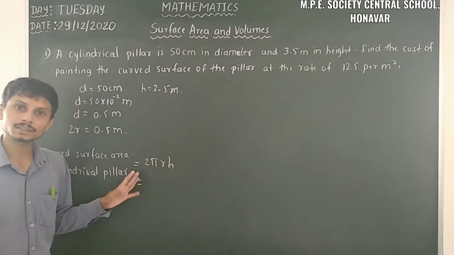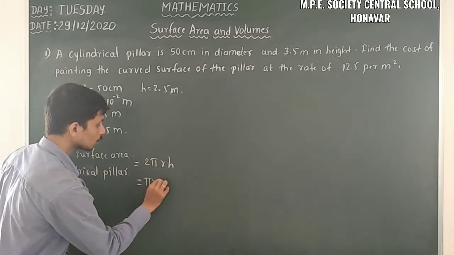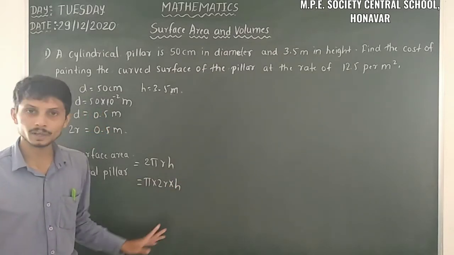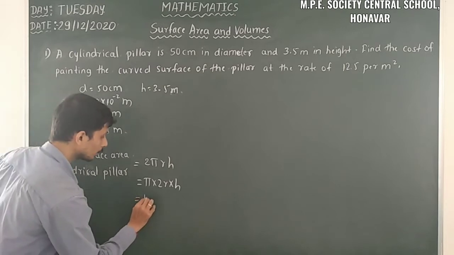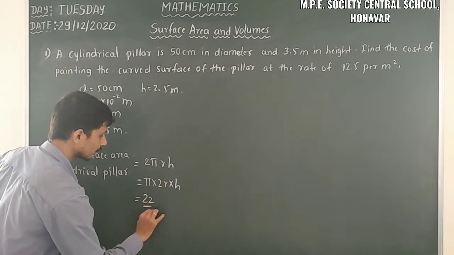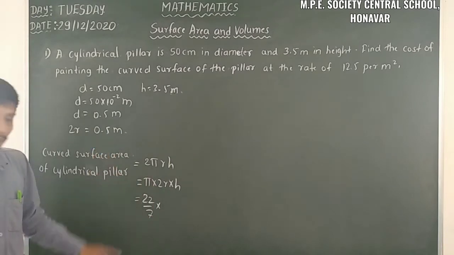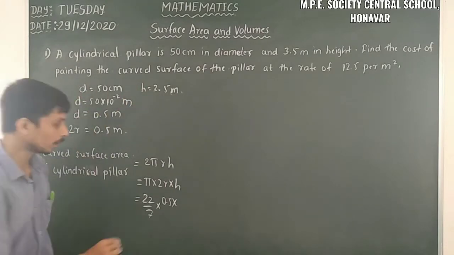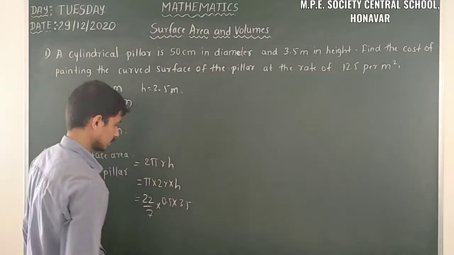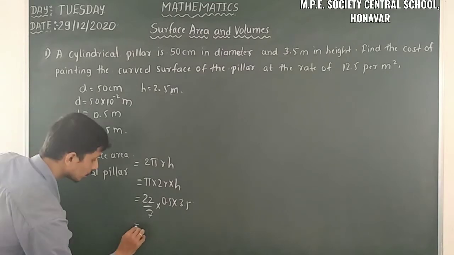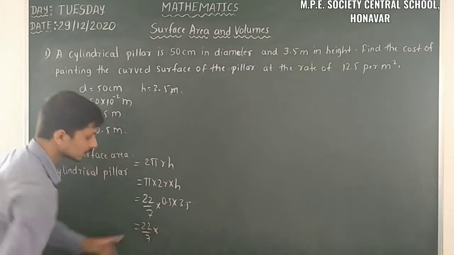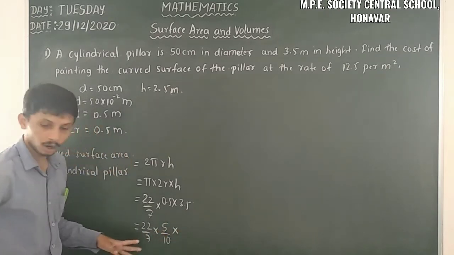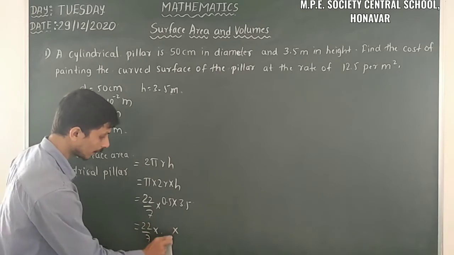In that we can shift the things: pi into 2r into h. So what's the value of pi? It is 22 by 7, and 2r we have, h we have. What's the value of 2r here? It is 0.5. And what's the value of h here? It is 3.5. Then we have to simplify, that is 22 by 7 into 0.5. I can write it as 5 by 10, or we can write it as 1 by 2 also.